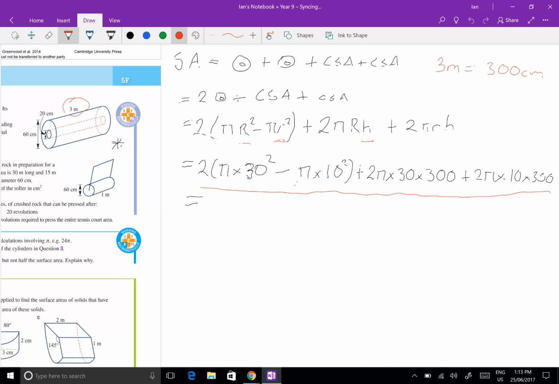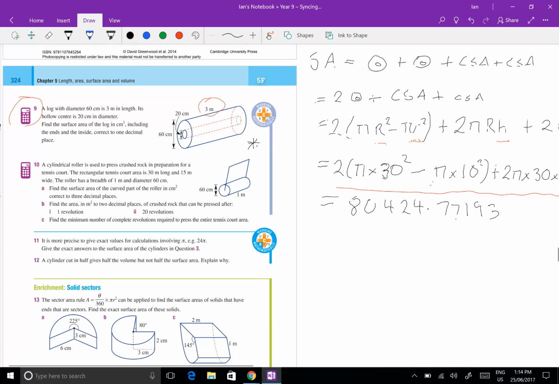Excuse me. And the answer I get on the calculator is 80,424.677193. And they want the answer to 1 decimal place. So then I'll round it. 80,424.8. What units was I using? Centimetres. What am I finding? Centimetre squares. And that's the answer.